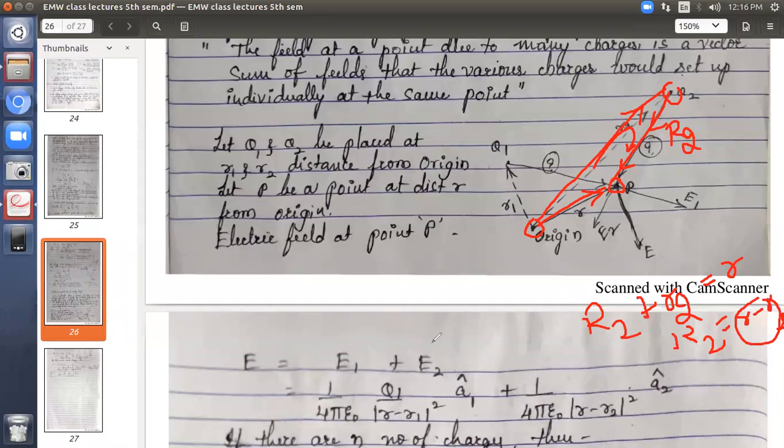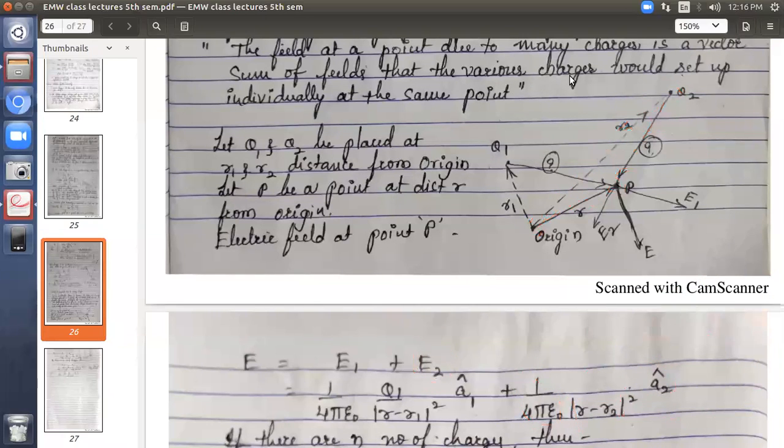So what is E2 equal to? E2 is 1 by 4 pi epsilon naught, I think I missed Q2, okay, please write it, Q2 divided by the position vector R2 squared. The position vector, just now I have calculated, R2 squared into A cap, A2 cap. I hope you understood the second triangle also: second triangle, second position vector and second electric field intensity.